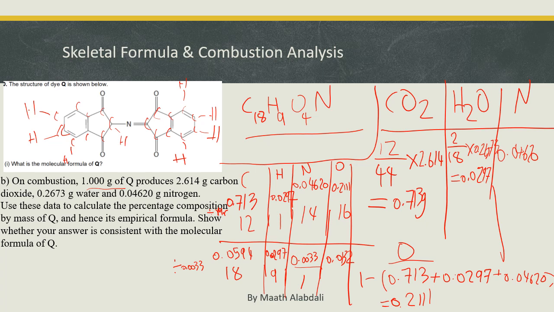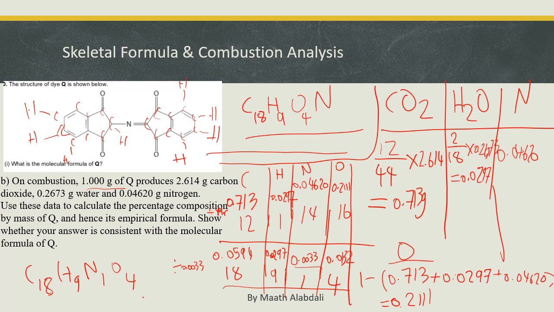0.0132 divided by 0.0033. This one is 4. And then these are the numbers. So C18, H9, N is 1, and then oxygen is 4. And it is the same one as here. So basically this is actually 6 marks because you already know that your answer is right. You got the same answer in part A and part B, and if you get the same answer, it is right. Show whether your answer is consistent with the molecular formula of Q, and it is consistent because it's the same.